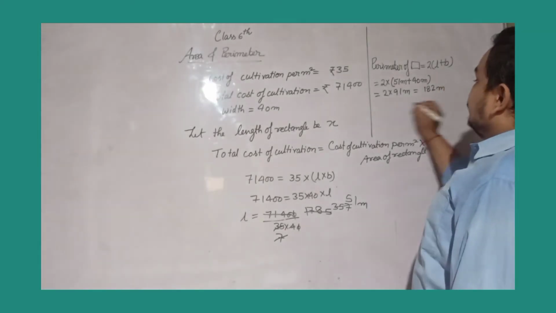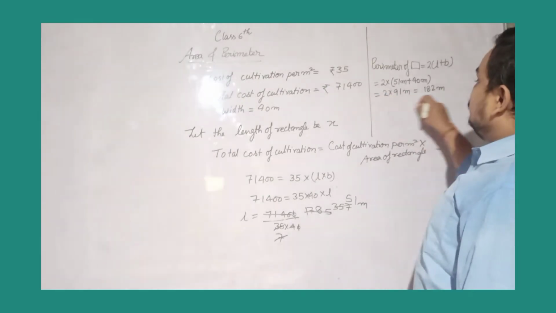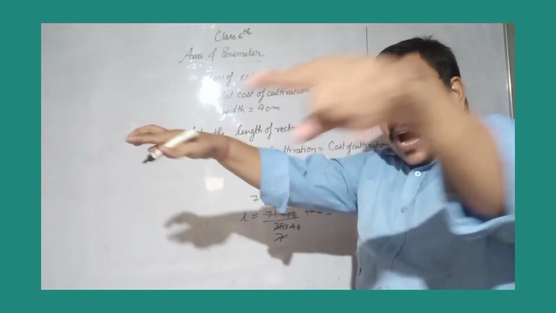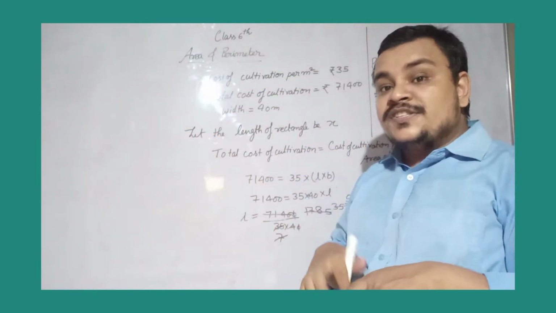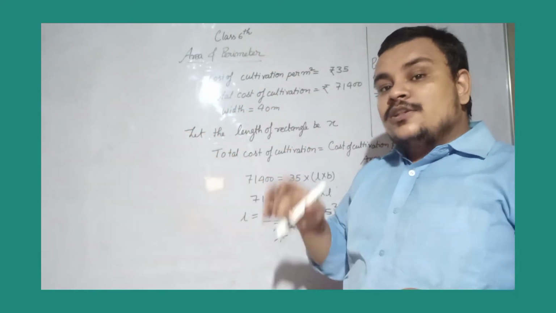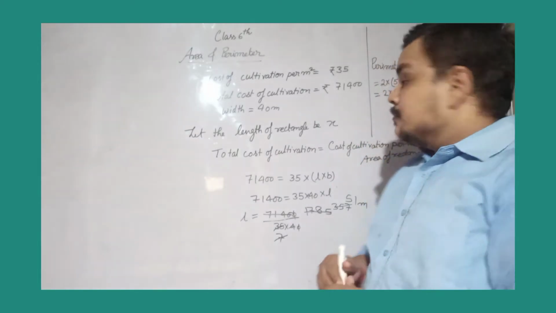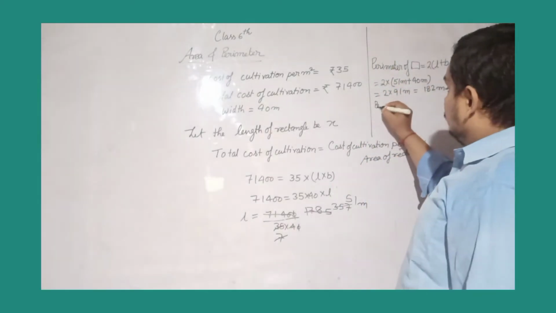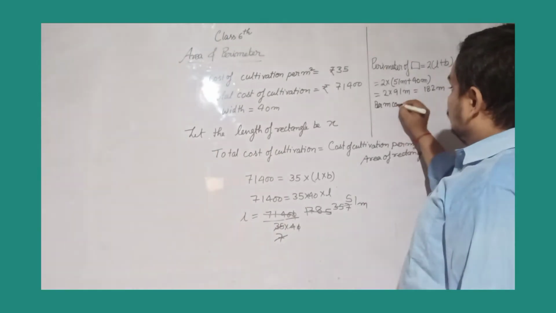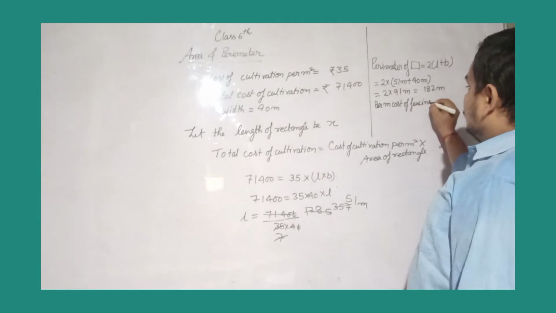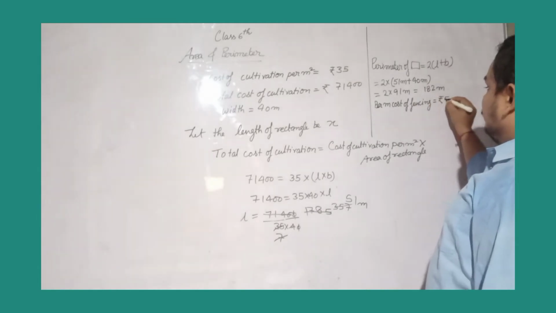182 meter is the total perimeter of the rectangle, and it is asking for the fencing. Fencing means the perimeter, and the cost of fencing per meter is given as 50 rupees. So here the per meter cost of fencing is equal to rupees 50.